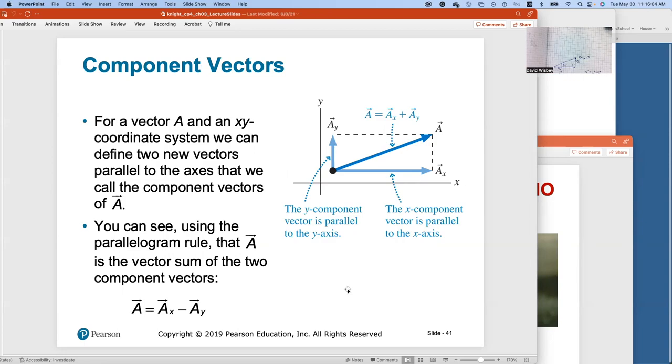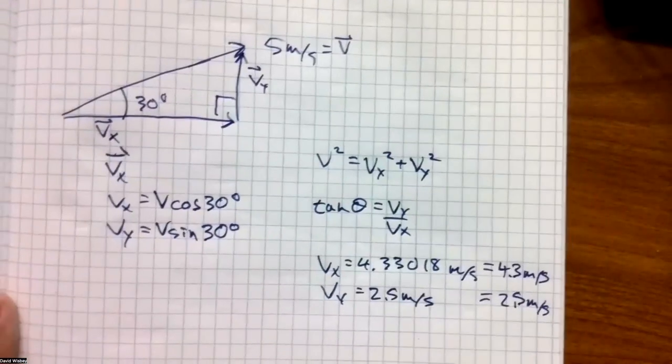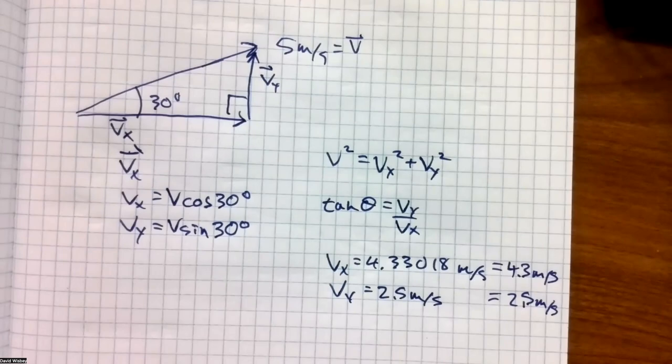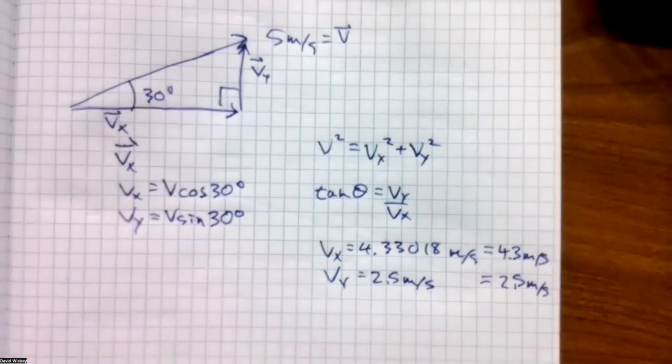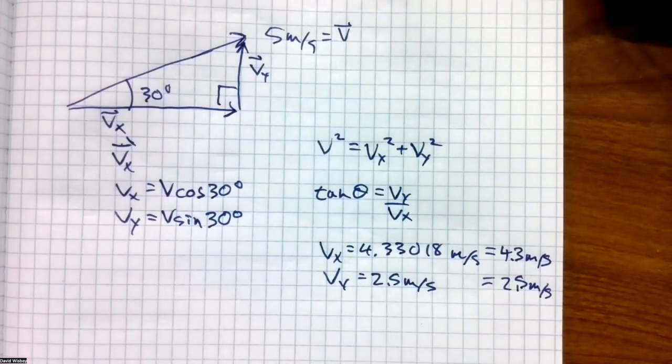Okay, so vector A and the XY coordinate system, we define two new vectors parallel to the axis. So we've got our X and Y axis. We have our vector A. Then there's a component of it in X and a component in Y. And so just like we did a couple minutes ago, okay? We can use our trig functions to get either the X and Y components, or if we only know an X component, then we could get the Y component and the magnitude, okay? So our trig functions are going to be super handy, and it's always the same trig identities. All right?